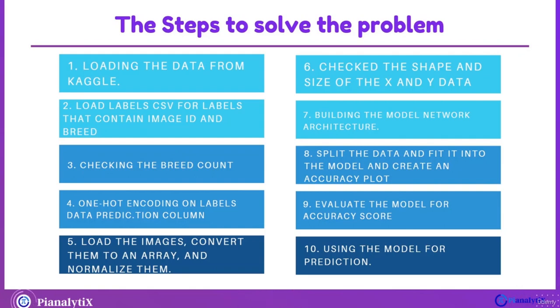We'll check those breed counts. After that, we'll perform one-hot encoding on the label column of the data. We'll load the images, convert them to an array and normalize them. Then we will check the shape and size of the X and Y data and build our network architecture after that. After building the network architecture, we'll split the data and fit it into the model to create an accuracy plot. We'll evaluate the model for accuracy score and finally we'll use this model for prediction.